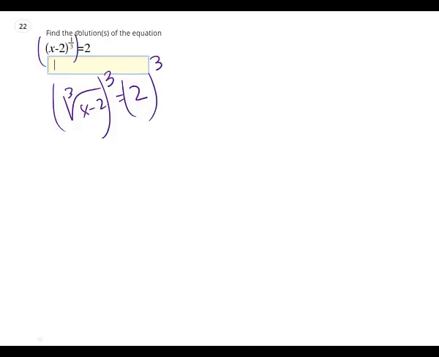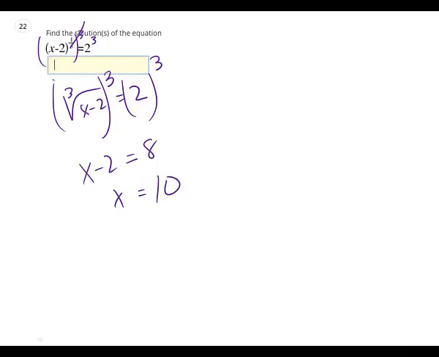Either way I'm doing it, I'm cubing it. So the cube and the cube root cancel. So I'd have x minus 2 equals, what's 2 cubed? 8, good. And then x equals 10. You want to check it, make sure that you're coming out nice. It should be okay because there's an x only on one side.